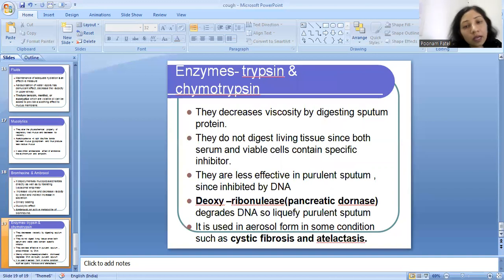Enzymes trypsin and chymotrypsin decrease viscosity by digesting sputum protein. They do not digest living tissue since both serum and viable cells contain specific inhibitor. They are less effective in purulent sputum since they are inhibited by DNA. Deoxyribonuclease, that is pancreatic dornase, degrades DNA, so liquefies purulent sputum. So they are effective in purulent sputum also. It is used in aerosol form in some conditions like cystic fibrosis and atelectasis.